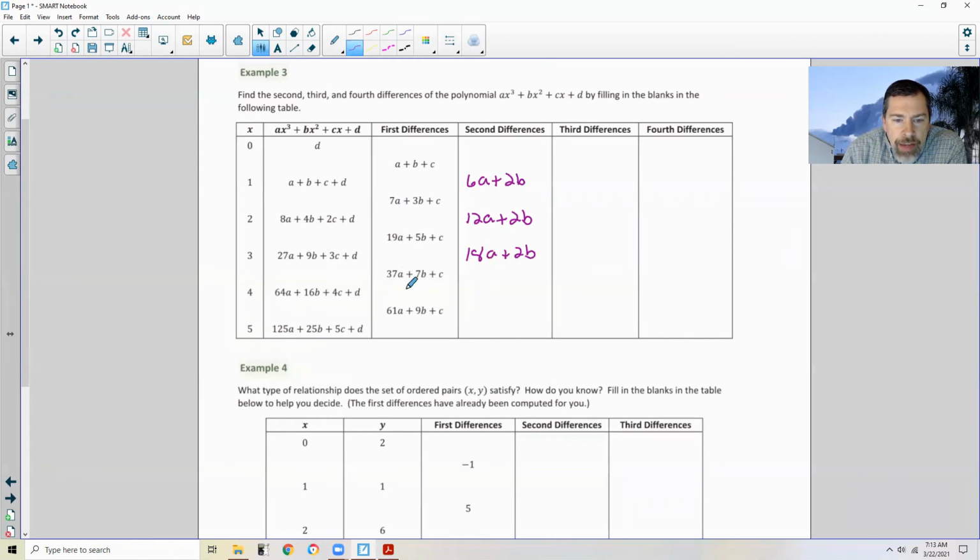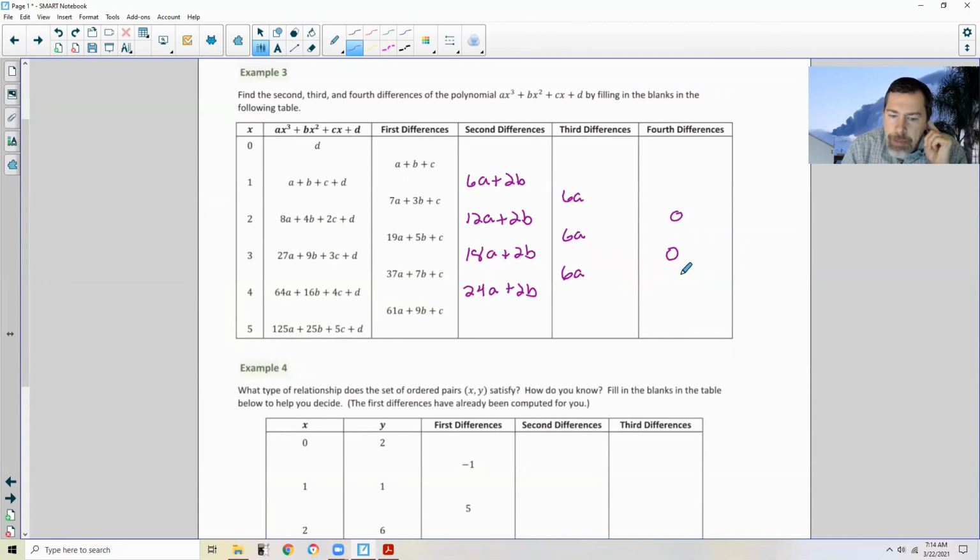61a minus 37b is 24, if I'm doing this correctly, 24a. 9 minus 7 is 2b. The third difference is 12 minus 6, which is 6a. The b's cancel. 18 minus 12 is 6a. The b's cancel. 24 minus 18 is 6a. The b's cancel. Fourth difference, since they're the same, is going to be 0.